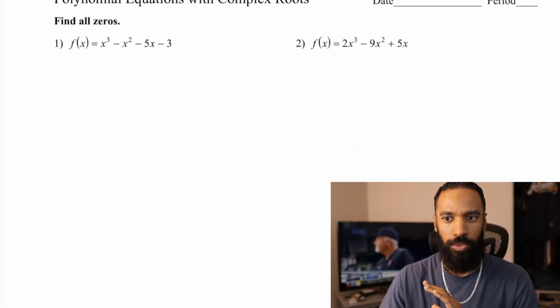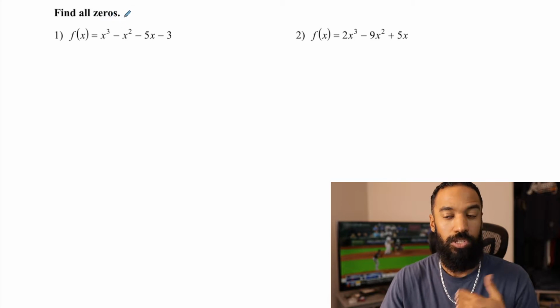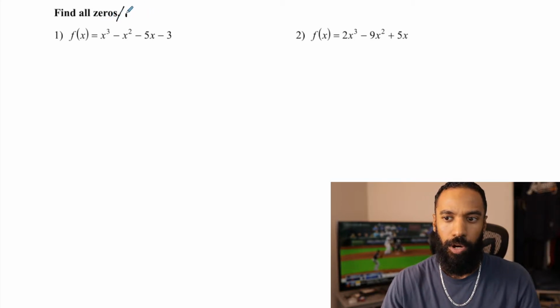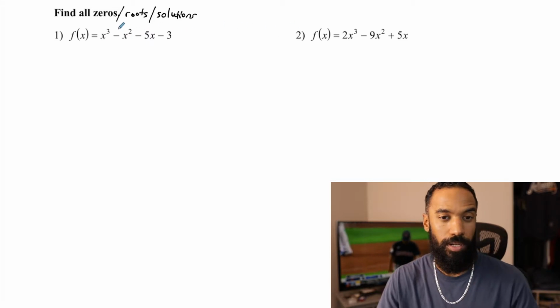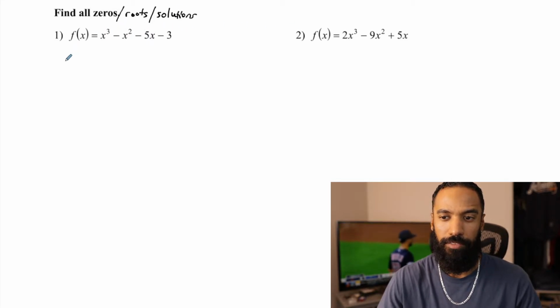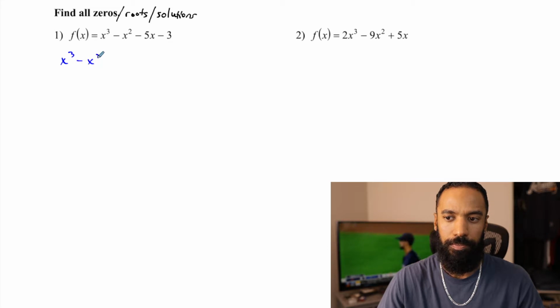Every single one of these in 1 through 16, we are finding all zeros. Zeros is another word for roots or solutions here. They could say x-intercepts as well, because x-intercepts are values of x when y equals 0. What we're going to do in all of these right here, and I'm going to start right off the bat, is I'm going to set this thing equal to 0. I'm trying to solve for x here.